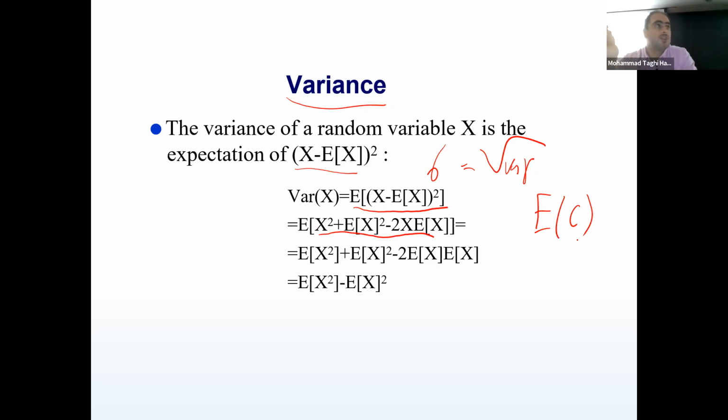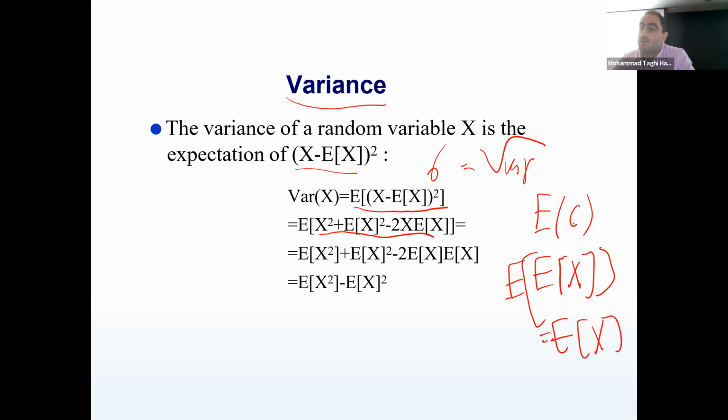Expectation of a constant number is just the number itself. So what's the meaning of that? It is important. E of x is a constant number, not a variable. X is a variable, but E of x is not a variable, it's just a constant. So E of E of x is equal to E of x, because of the previous one. Expectation of expectation would be equal to just expectation.